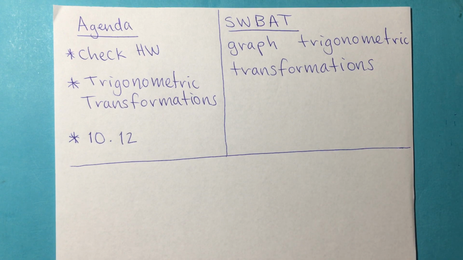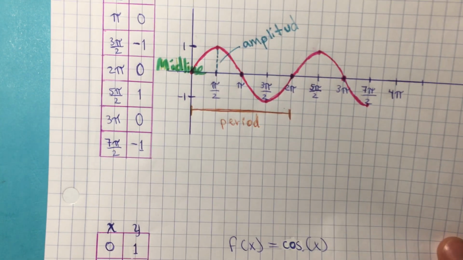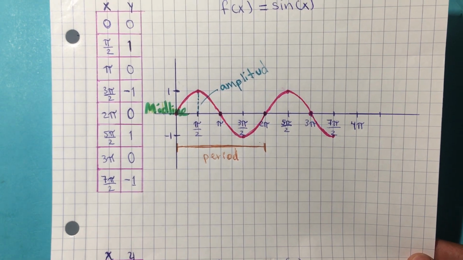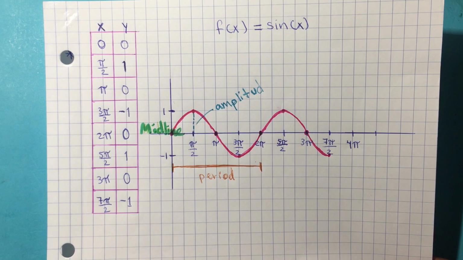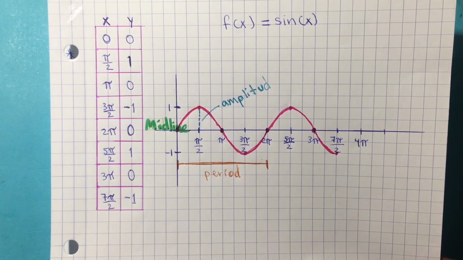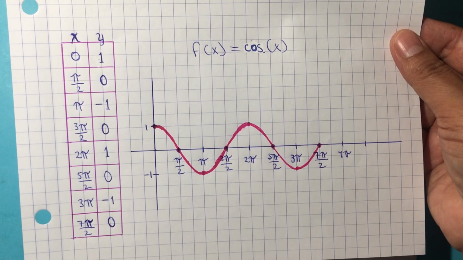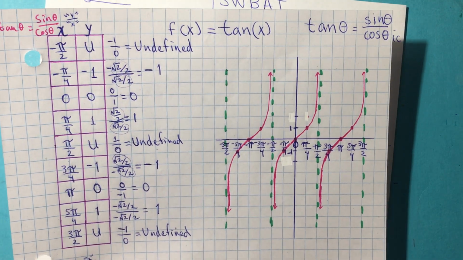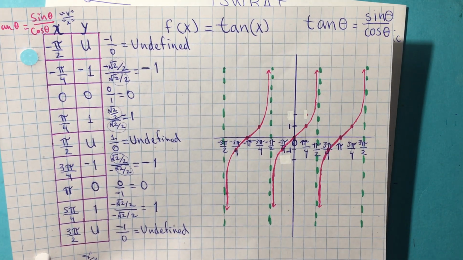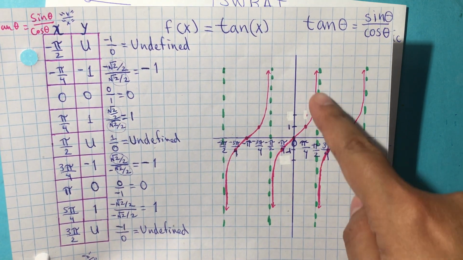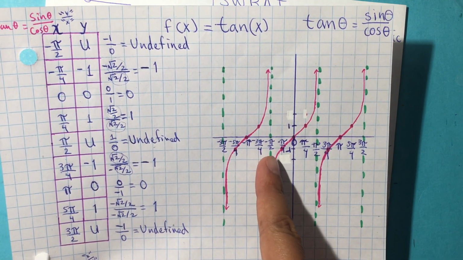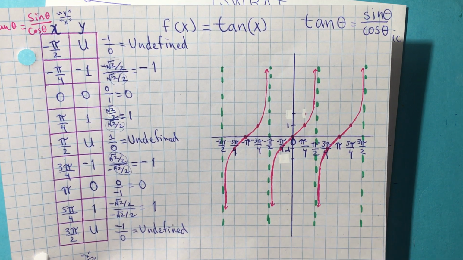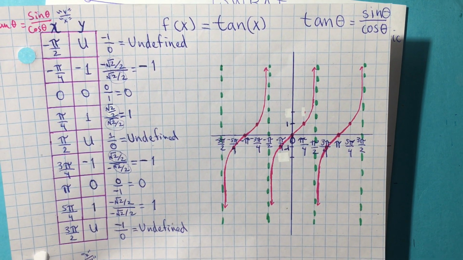What are we going to be doing transformations to? We're going to be working with the sine. If you recall from 10.7, this is the mother graph of sine. This is cosine. And finally, we're also going to be working with tangent that we learned in 10.8. Here the cycle for tangent starts at negative pi over 2 and ends at pi over 2. So it takes pi for one cycle.